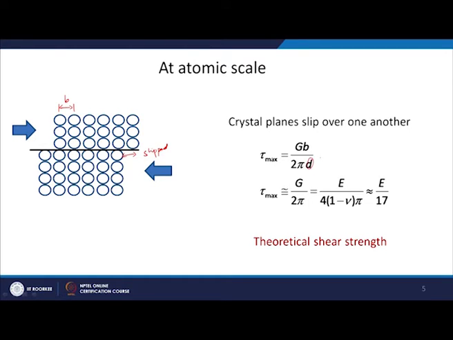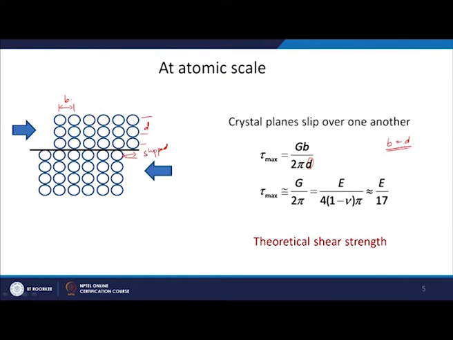Okay, my upper plane has shifted by 1 atomic distance here. d is the interplanar spacing, and there is some constant, 2 pi. Usually in a cubic material b and d are very close to each other, the values are almost of the same order of magnitude, so I can just remove that.